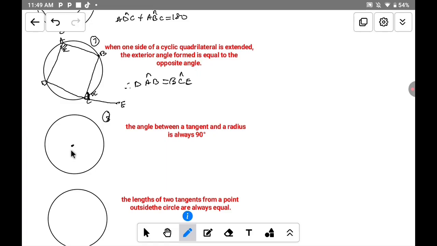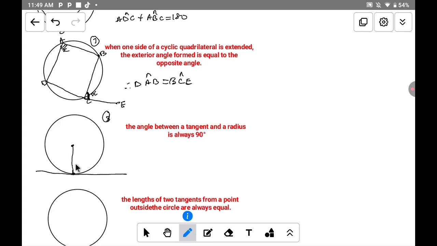What I mean by the tangent, I explained in our previous class, lesson 1. A tangent is a straight line that touches the circle at one point. So let's say that we have a straight line here that touches the circle at one point, and we have a radius that meets this tangent at that point. The radius meets this tangent line here.